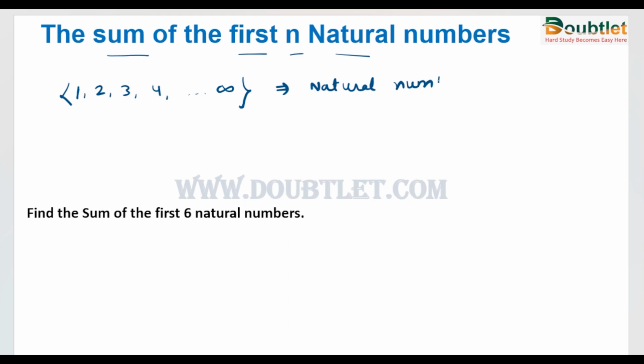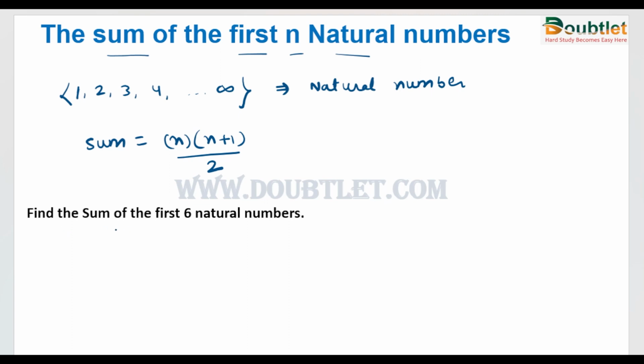So the concept is, if we need to find the sum of first 100 natural numbers, or first 99 or first 50 natural numbers, then we do not need to add each number. Basically we will use the formula: the sum of first n natural numbers is n multiplied by (n plus 1) divided by 2. So this is the formula to find the sum of n natural numbers.